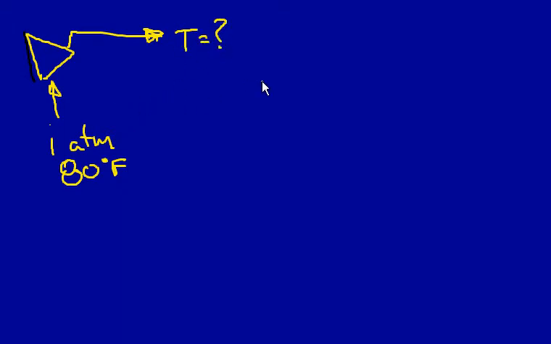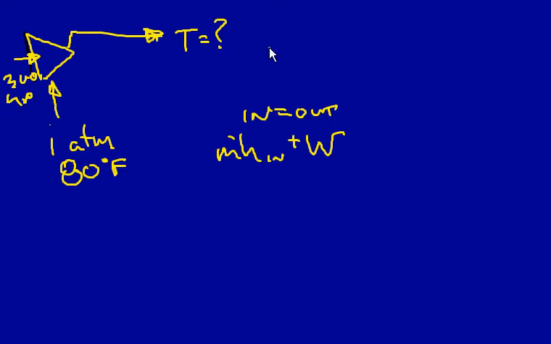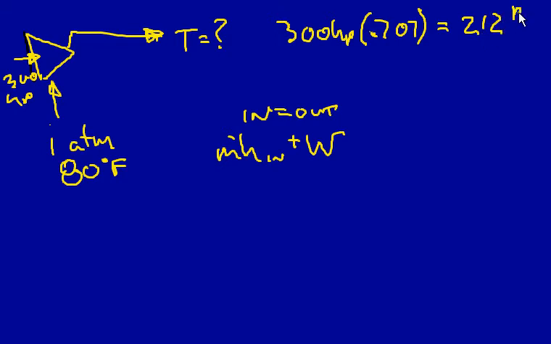It was told to be adiabatic, so the energy balance is in equals out. We're assuming steady state, so in is M dot Hin plus the work that we put into the compressor. There was some work coming in, and that was 300 horsepower. Multiply that times 0.707 BTUs per second per horsepower, and that comes out to approximately 212 BTUs per second that we're putting into that thing.